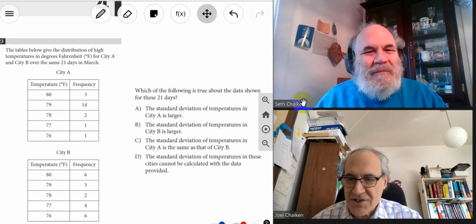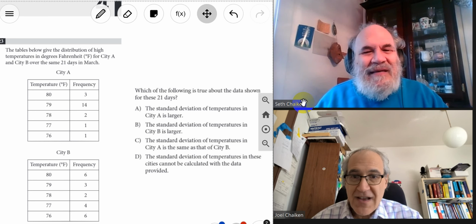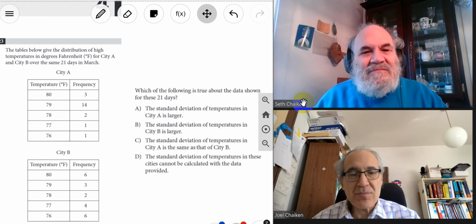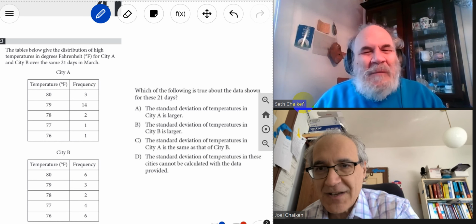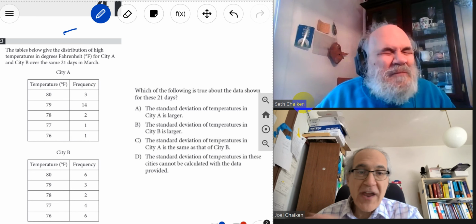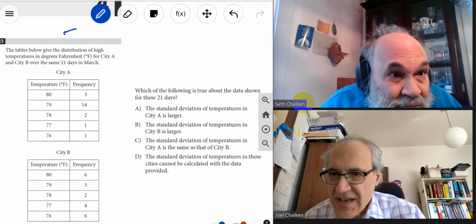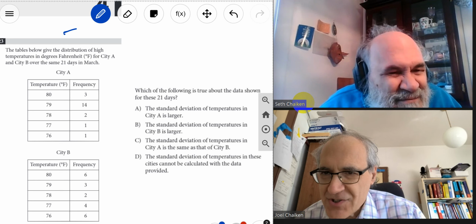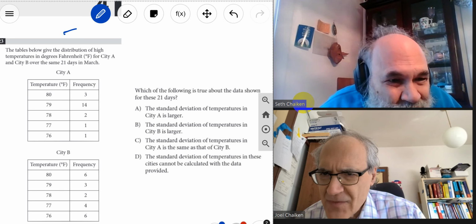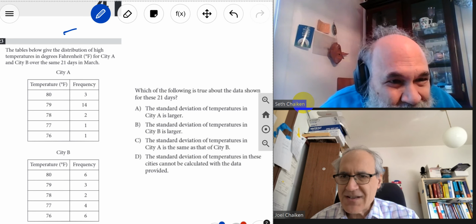It is a calculator question, and it's got a lot of words. My suggestion here, immediately, since we're here to hopefully show you how to approach SAT math questions, is to read this question really carefully, really carefully. Okay, here we go. The tables below give the distribution of high temperatures in degrees for cities A and B for the same 21 days in March.